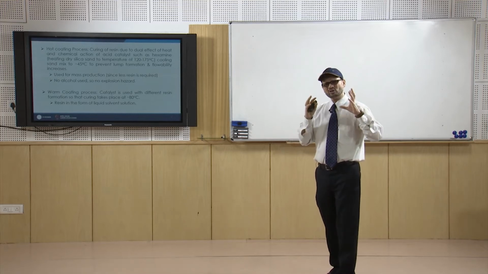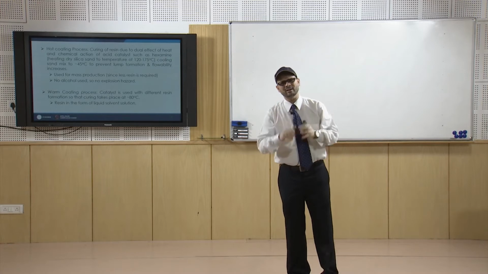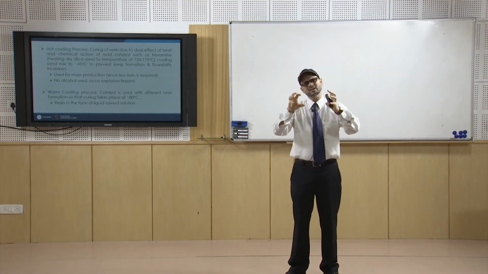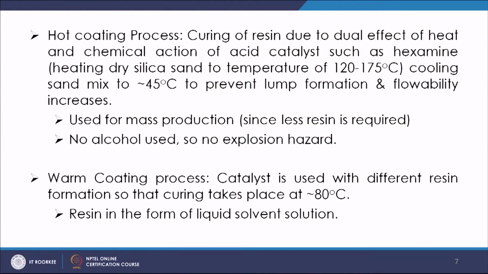In this hot coating process, the sand mass which is given is heated to a temperature like 120 to 175 degree centigrade. Curing of resin occurs due to the dual effect of heat and chemical action of the catalyst such as hexamine. Heating dries the silica sand, and the sand mix is cooled to 45 degrees C to prevent lump formation, and flowability increases.